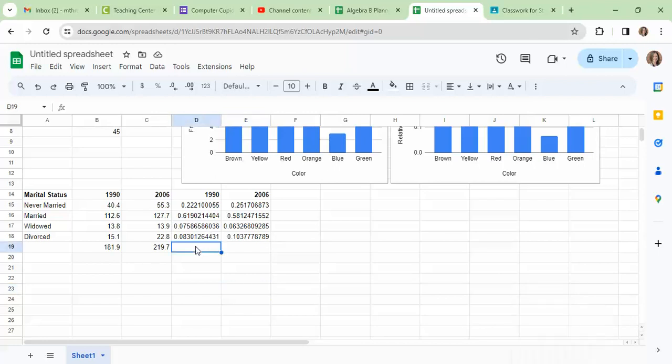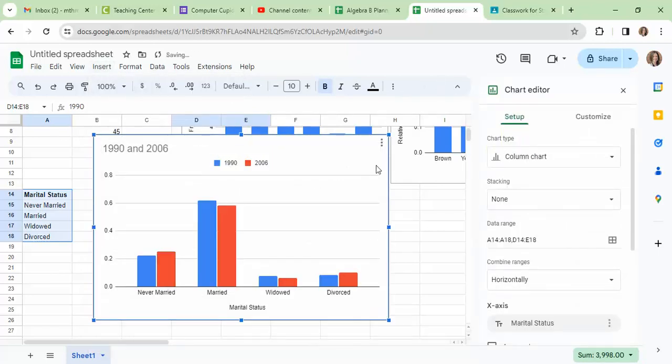If yours autofilled, it probably had ones for these bottom two, which is fine, but technically they're not part of our distribution. We're just looking at the others. So now if we want to do a graph, we have to highlight everything we want. So we want the marital status. If you hold down control, we want these. Include the title, so it'll put them on our graph for us, but we don't want to include the total, the one. And then if we just insert a chart, it gives us a graph.